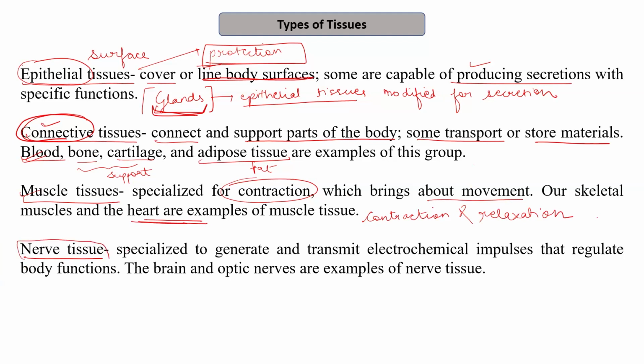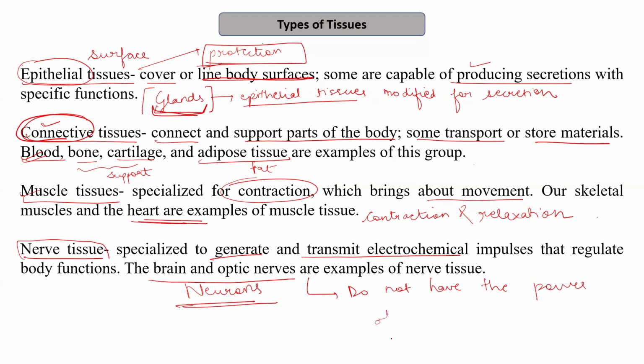Next, we have nerve tissues. Nerve tissues are specialized to generate and transmit electrochemical impulses. For example, the neurons, right? The neurons are made up of nerve tissues, and examples include the brain and the optic nerves that supply the eyes. One very important property of nerve tissue is that they do not have the power of regeneration. So they lack the power of regeneration.